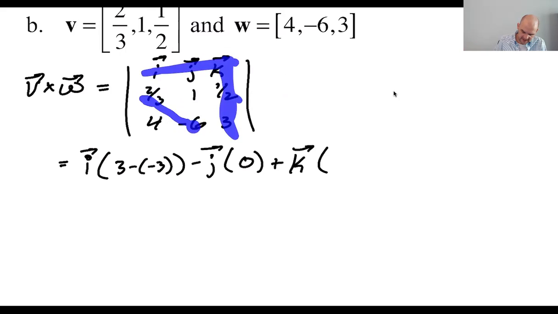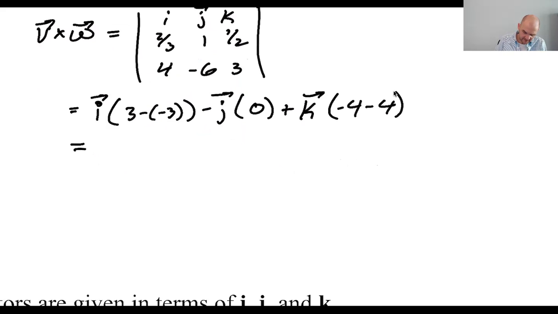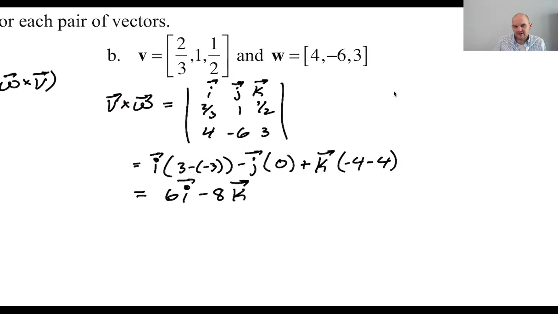2/3 of -6 is -4, and then minus 4. So -4 minus 4, which I guess is -8. Well, I know that's -8, so I get 6i minus 8k. All right, if I did that right, I kind of think it's right, but who knows?